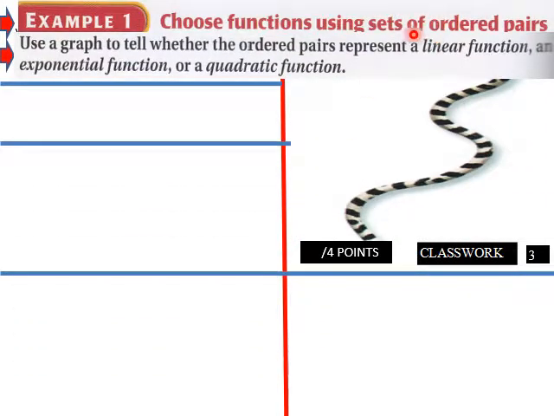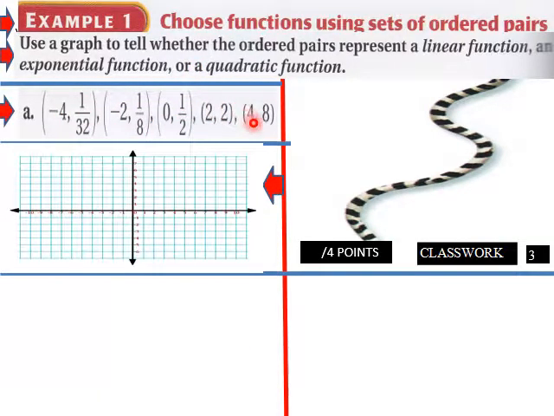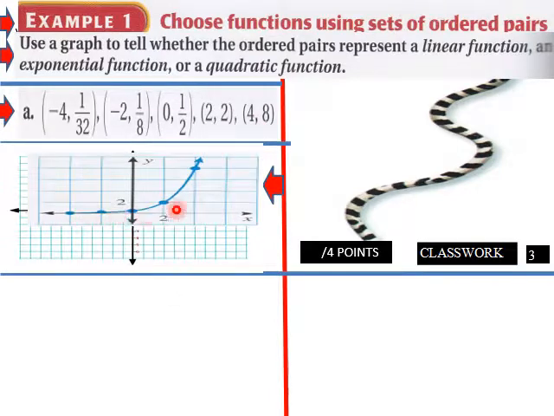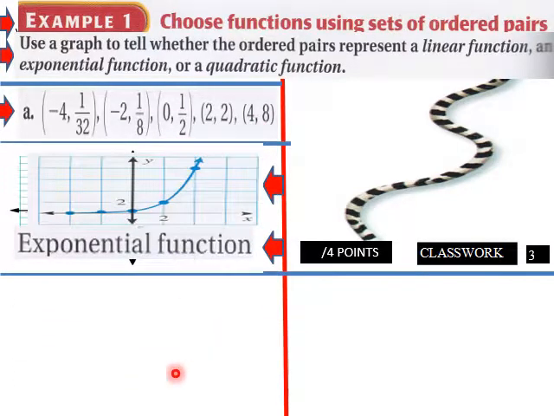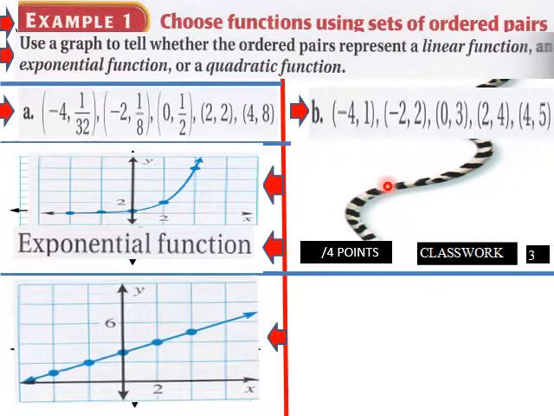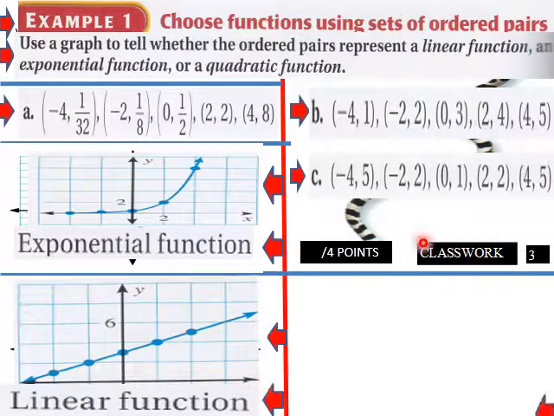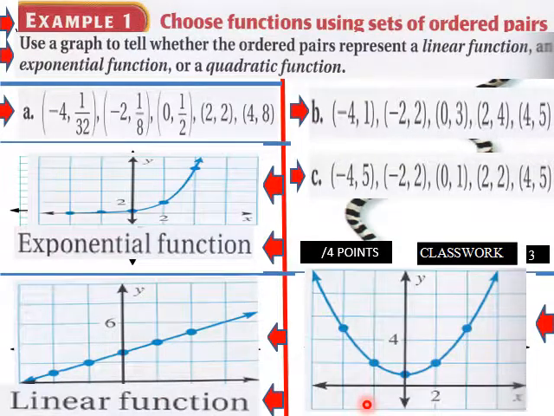Example 1, choose a function using sets of ordered pairs. Use a graph to tell whether the ordered pairs represent a linear, exponential, or quadratic function. We have these ordered pairs for A. Graphing A, we get this. You can immediately tell it's an exponential function, right? Now we have these ordered pairs for B. Once we graph that, you can immediately tell it's a linear function. And for C, once you graph those ordered pairs, you get a parabola, so you know it's a quadratic function.